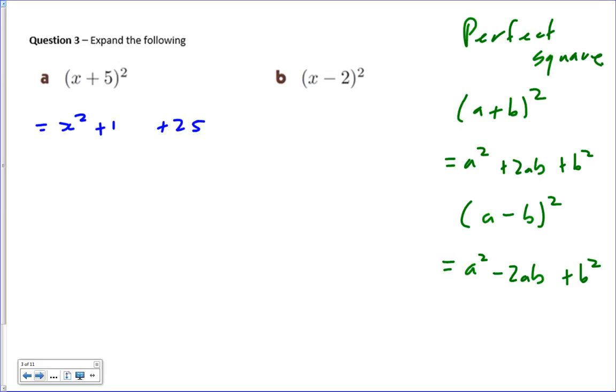So 2 times 5 is 10, so it's going to be 10x. So b, square the first, square the last, negative 2 times negative 2 is going to be positive 4, double the product. So 2 times 2 is 4, and that's going to be x.